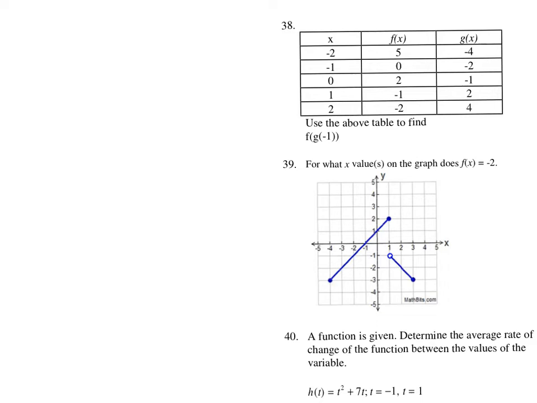All right, next up here we got a table. We can do a composite function there. So g of negative 1 would be this one, because we have our x value of negative 1, so that's negative 2. But then I have to plug that into the f function. So f of negative 2 would be 5.